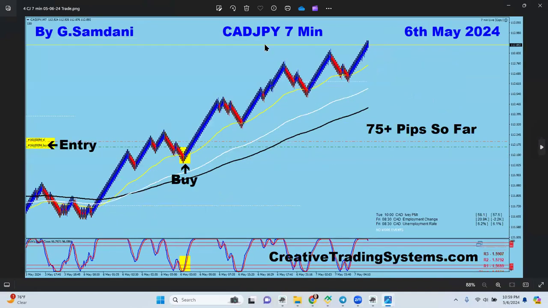Look, this is CAD yen, also a 7-minute entry. It didn't move first, but now it ended up 75 pips. Beautiful by-the-book entry. But here is the 7-minute.